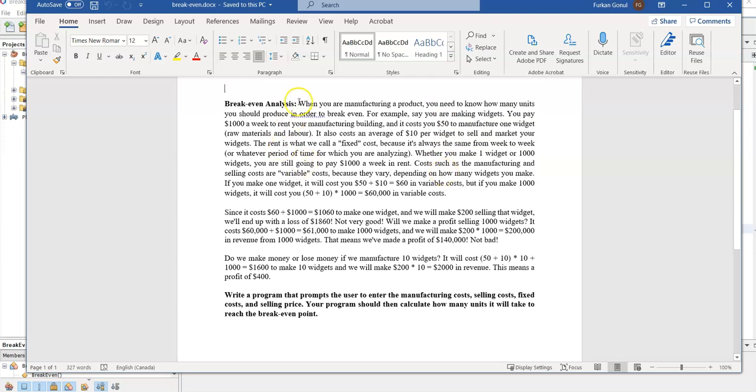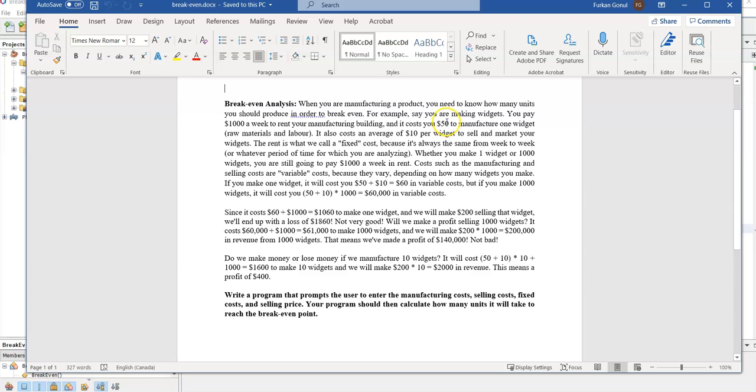So, break-even analysis. When you are manufacturing a product, you need to know how many units you should produce in order to break even. By the way, guys, the break-even point is the point where you stop losing money and you start making profit.